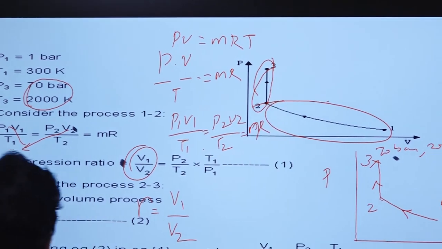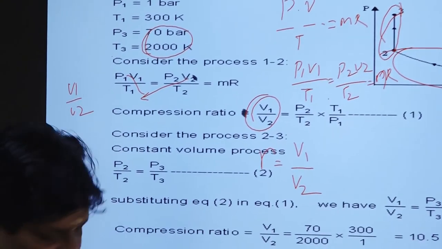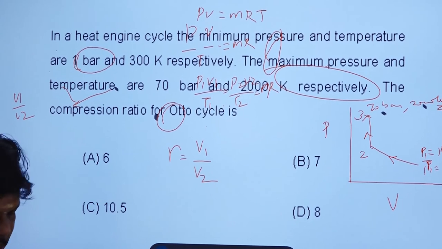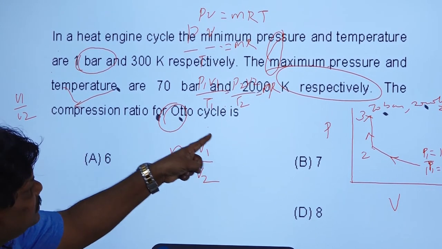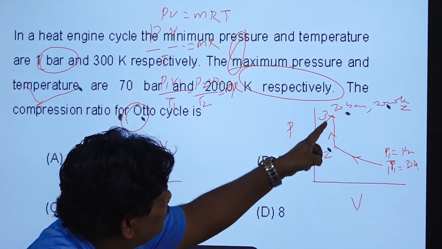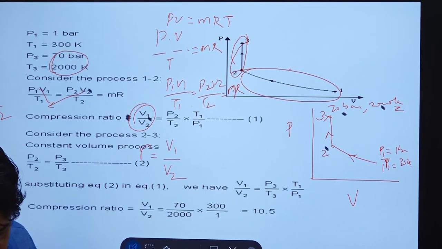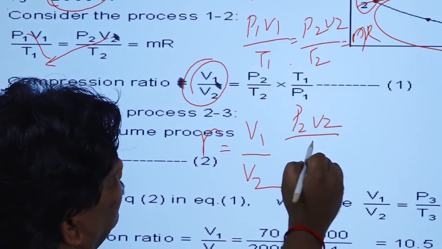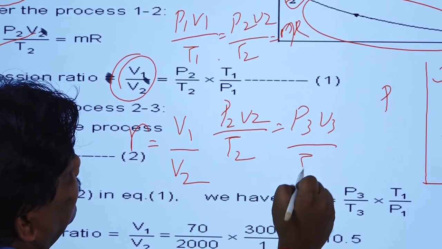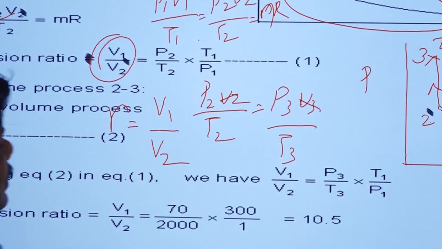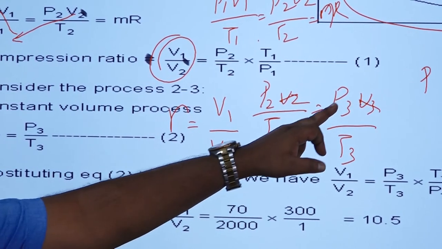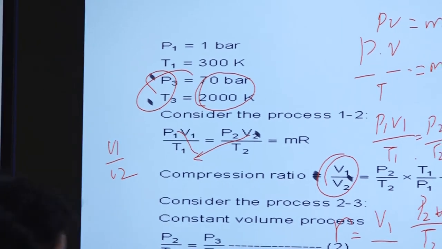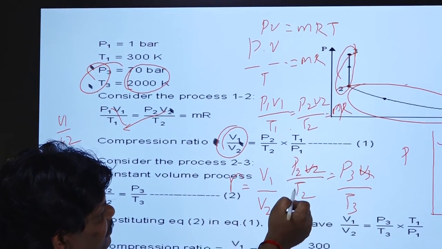For that, a hint is given to you for process 2 to 3: the maximum pressure and temperature are 70 bar, and the hint is that the cycle is an Otto cycle. We know that for the Otto cycle, 2 to 3 is a constant volume heat addition process. So P2 V2 divided by T2 is equal to P3 V3 divided by T3. The volume is constant, so V2 is equal to V3, and P2 by T2 is equal to P3 by T3. Now we know the values of P3 and T3.